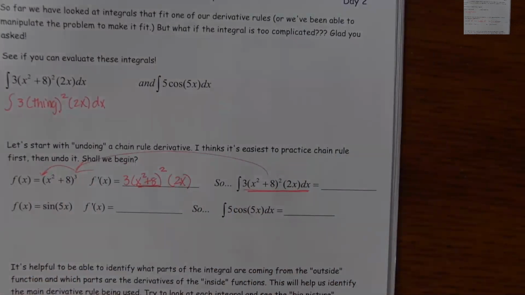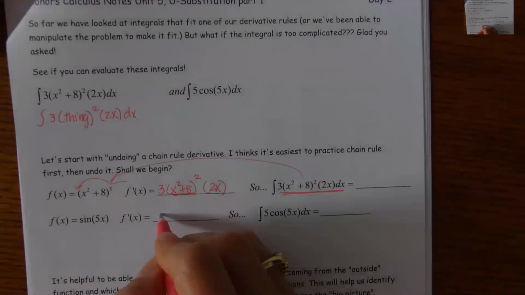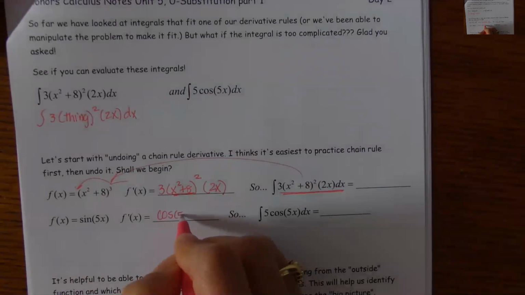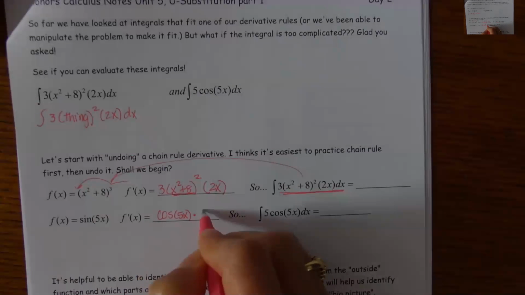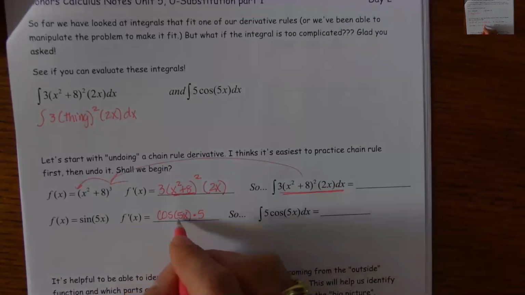Okay? What's the derivative of sine of 5x? Well, I take the derivative of sine, which is cosine, leave the 5x alone. Now I multiply by 5. You know we don't leave those that way. When there's a number past this argument, we put it back in front.